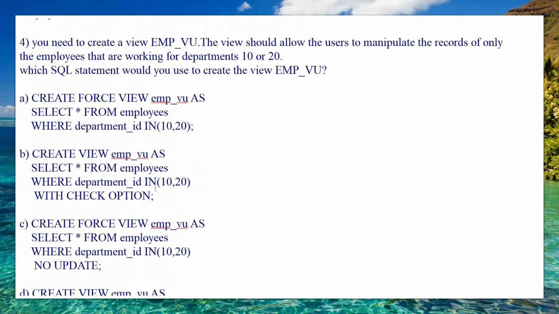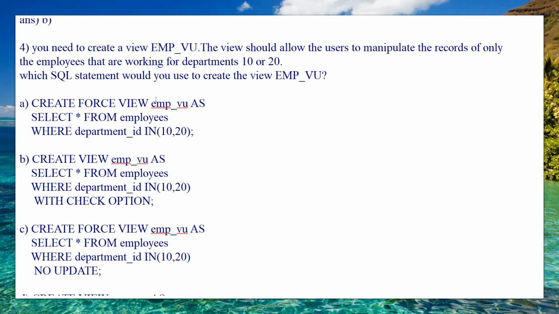To create a view, you will just use create view, followed by, here they have told you need to create a view emp underscore view. So create view emp underscore view as, then after that you need to select from the name of the table. So select, it should display the records. So select star from employees. It should display all the records of the employees who are working at departments 10 or 20. So select star from employees where department ID in 10, 20.